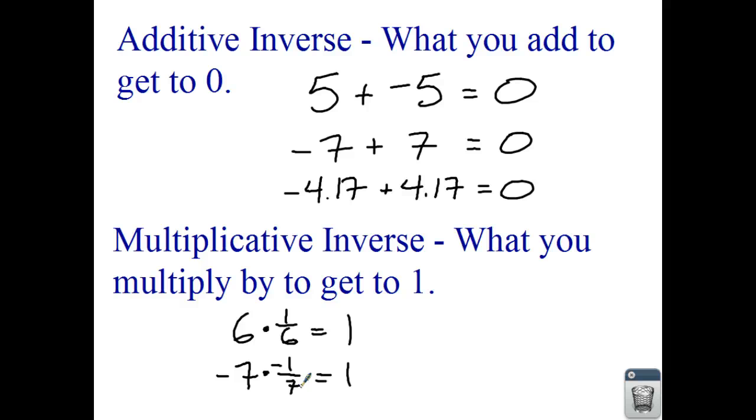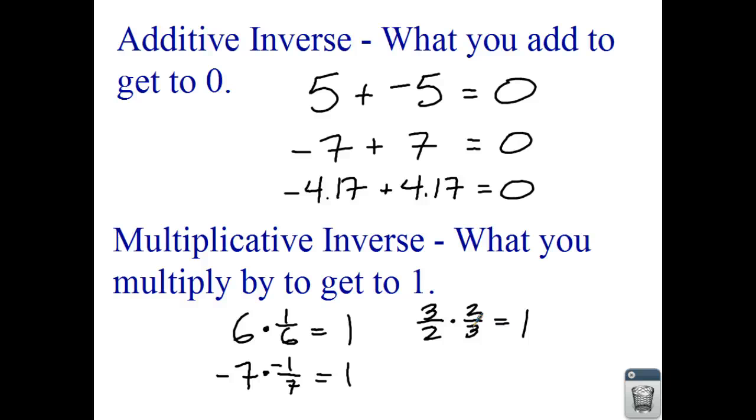Let's look at another one. Let's say I have 3 halves. What is the multiplicative inverse of 3 halves? Like, how am I going to get that to 1? It's going to get multiplied by 2/3. And if you multiply straight across, you get 6/6.